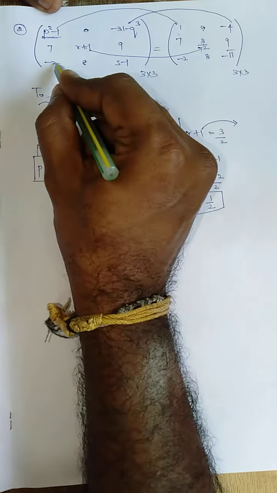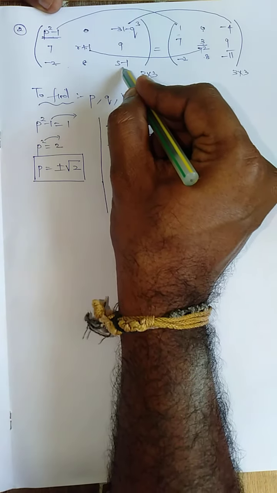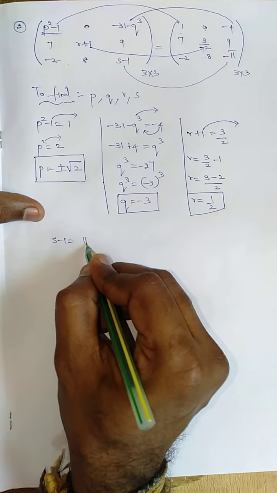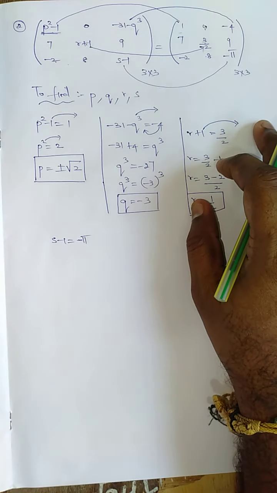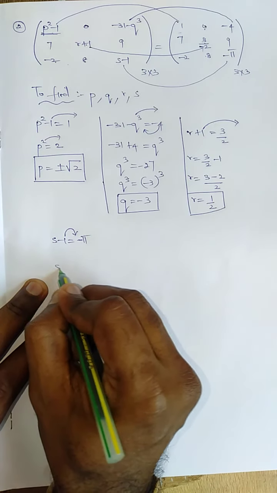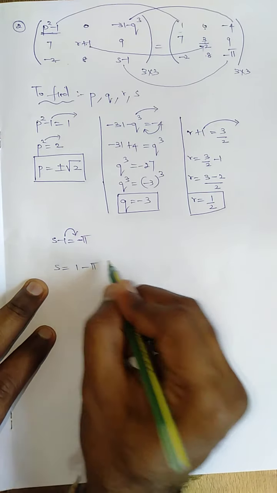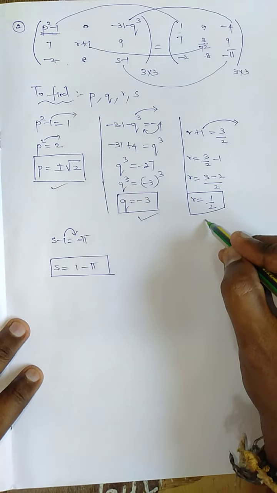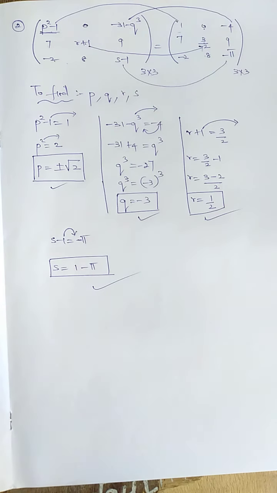Finally, I need to equate to S. S minus 1 is equal to minus pi. Let minus 1 come to the right hand side. S is equal to 1 minus pi. So, we have found the answers for P, Q, R and S. So, this is the second sum. The answer for the second sum is over.